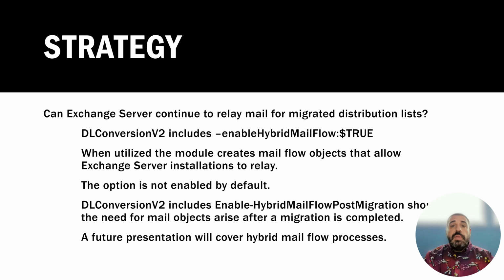The DL Conversion v2 migration module does have a switch called Enable Hybrid Mailflow. This switch is not on by default. When the Enable Hybrid Mailflow switch is used, objects are created within Active Directory that Exchange can utilize to continue to email the distribution lists that exist in Office 365, even though they are no longer fully present in the on-premises Active Directory. In a future presentation, I'll cover how Enable Hybrid Mailflow works in the Exchange on-premises hybrid infrastructure.